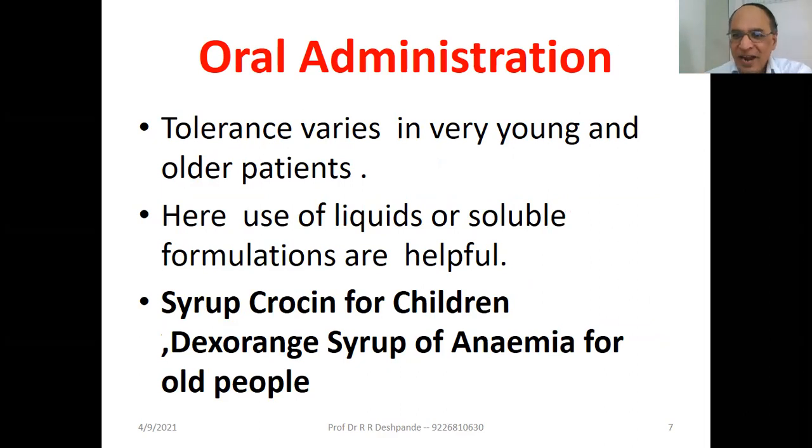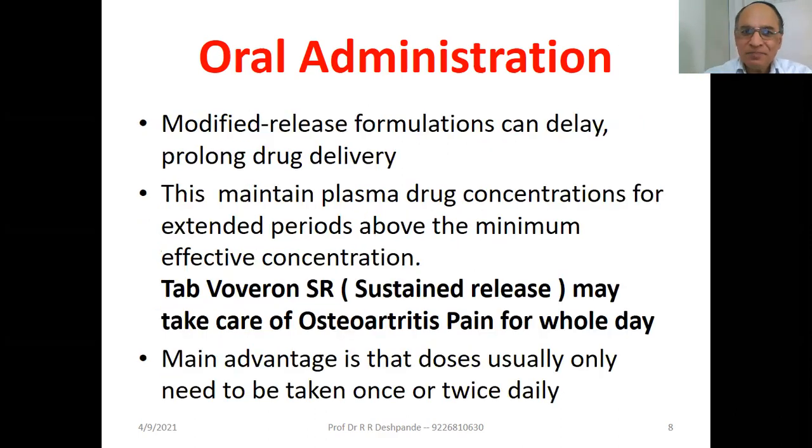So for children and old people, instead of tablets and capsules, for oral administration we use liquids, and soluble formulations are very useful. For example, adults can take tablet Crocin paracetamol, but in children we have to use syrup Crocin. Similarly, for a young woman we can use a capsule for the anemia patient, but for old people we must use Dexorange syrup for treating anemia.